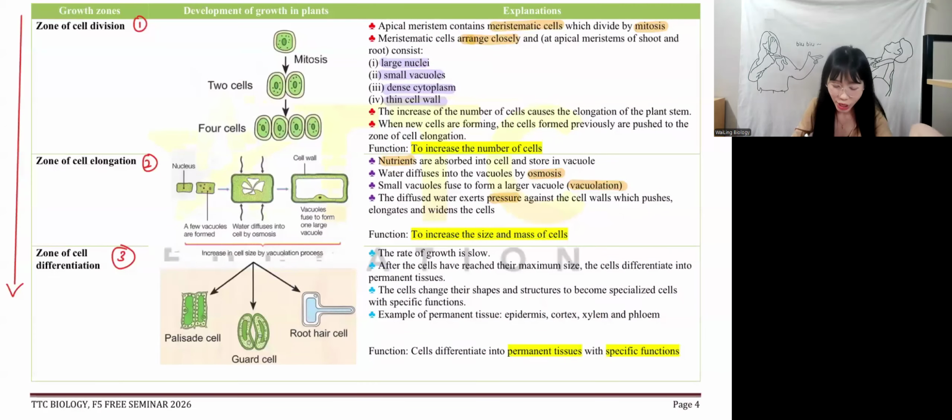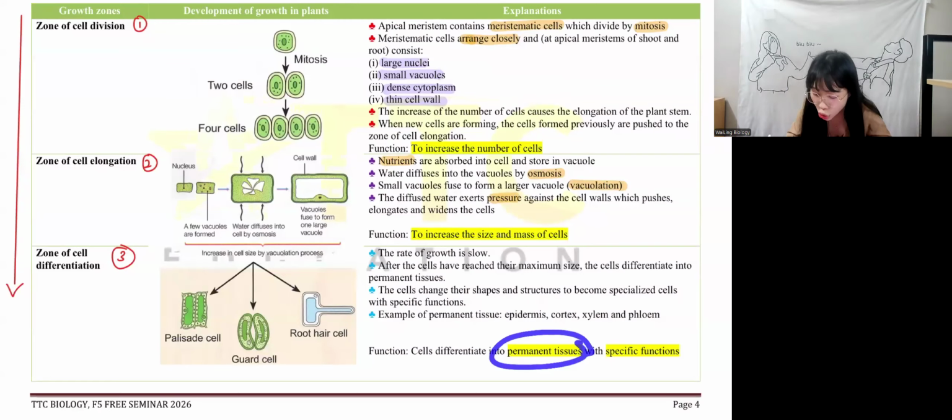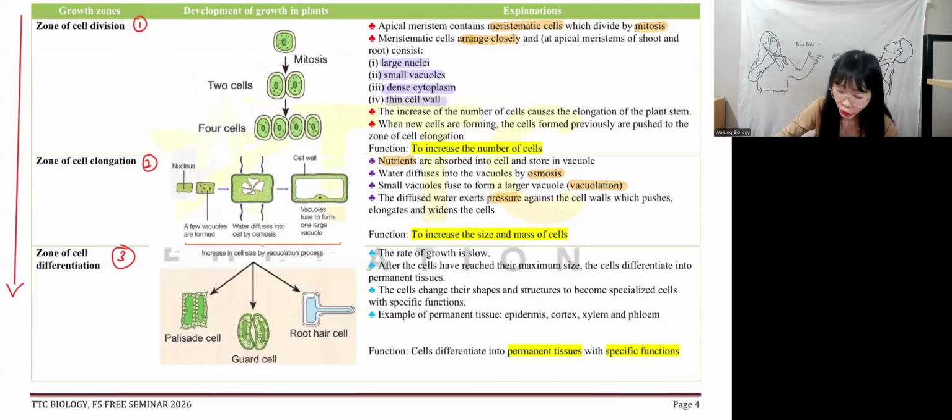Then we have differentiation. Differentiation is for them to have a specific function. Every cell that undergoes differentiation forms into a permanent tissue with a specific function. How do they form into a cell with a specific function? They have to change in shape and structure to form a specialized cell with a specific function. Specialized cell with a specific function, okay?